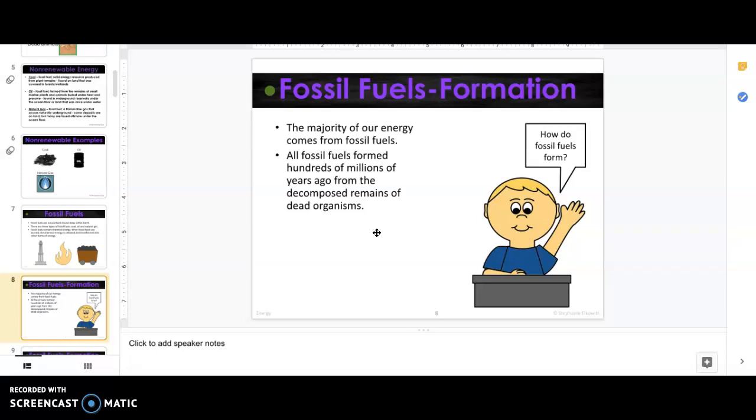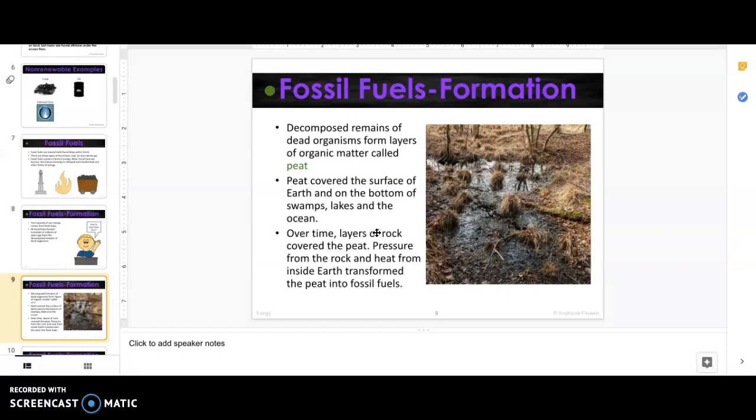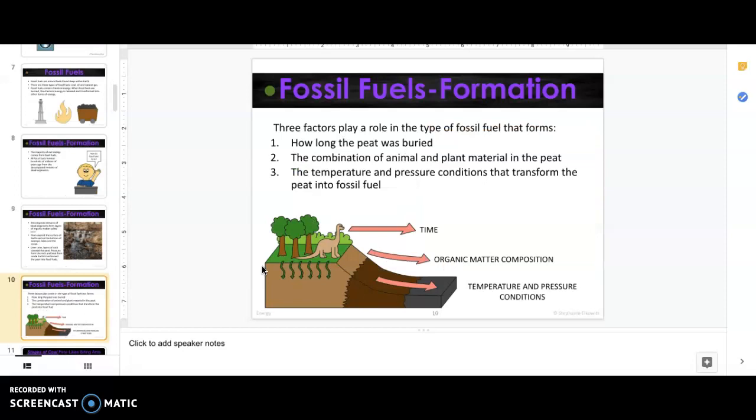They're formed over hundreds of millions of years by the decomposing remains of dead organisms that get buried under sediments. The decomposing remains of the dead organisms form a layer of organic material called peat. The peat is then covered. Peat covered the surface of the earth and the bottom of the swamps and lakes. Over time, layers of rock cover the peat, and the pressure from that rock causes the formation of the fossil fuel.